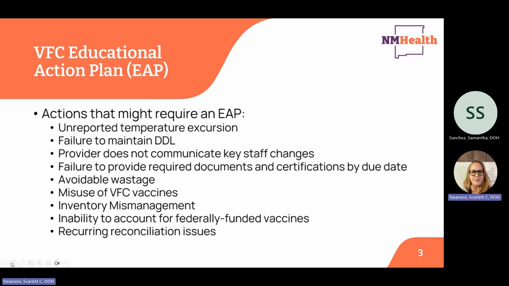Inventory mismanagement. So you're having troubles with your reconciliations, and instead of contacting the help desk or your regional coordinator, just putting in whatever numbers you can to get that green check mark and closing it. And so in the end, your on-hand inventory is a complete mess. So if this continues to happen and you're not asking for help, we definitely want to help you. And we would probably do that through an educational action plan. Inability to account for federally funded vaccines, that definitely would be part of inventory mismanagement, and recurring reconciliation issues falls into that category as well.